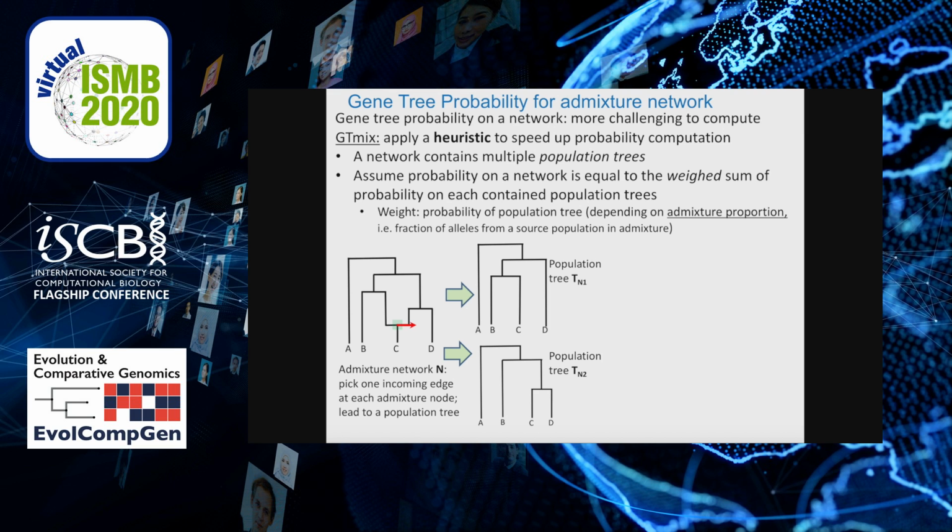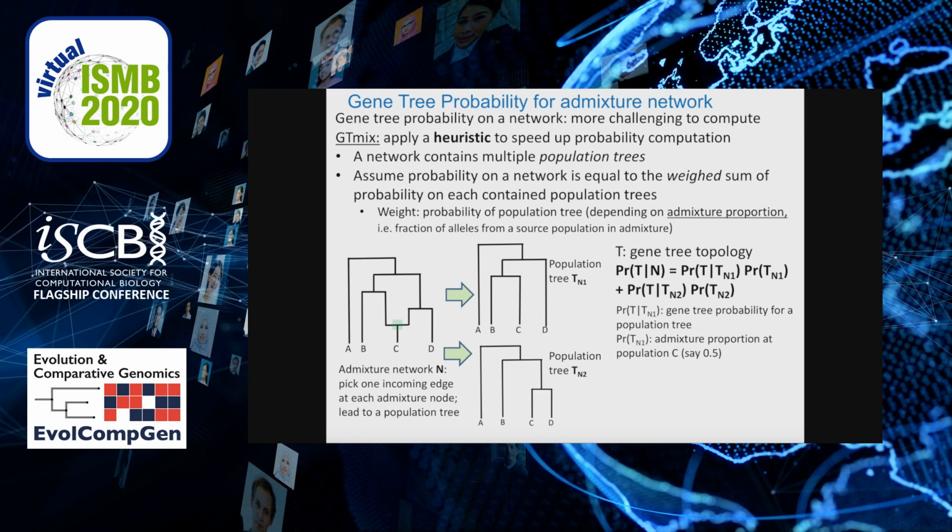The critical assumption made by GTMX is that the probability of a genealogy on the network is a weighted sum of its probability on each contained population tree. The weight is computed from the so-called admixture proportions in the network. So here is a simple calculation: a weighted sum of the probability of gene tree topology T on the two contained population trees, TN1 and TN2. This is heuristic, not exact, but it turns out to work reasonably well.